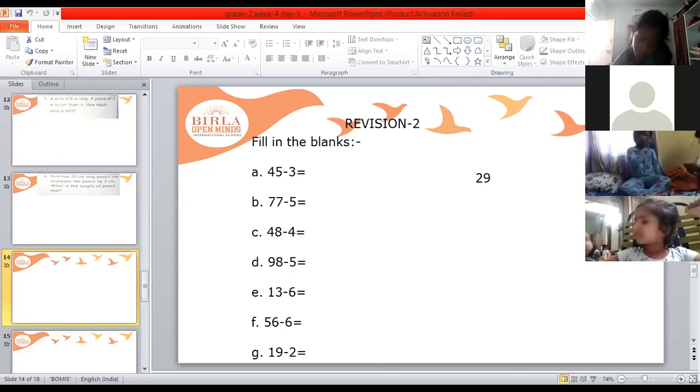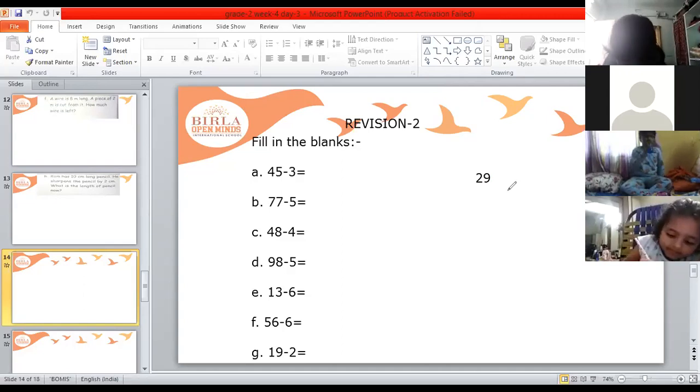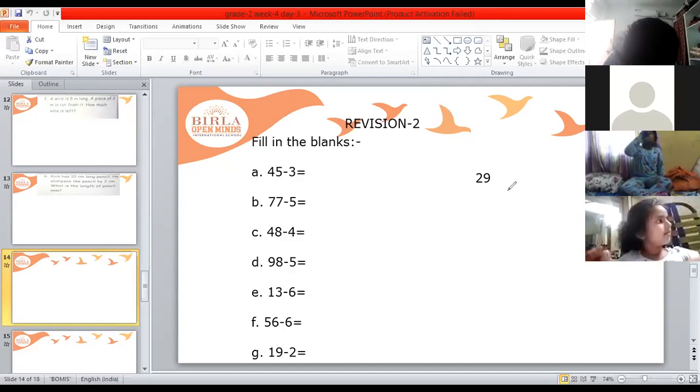Bhavashrit, now tell me, is 29 a two-digit number or a one-digit number? Two digit. Yes, it's a two-digit number. Can you tell me which digit is in the ones place and which digit is in the tens place? 9 is in which place, ones or tens? Ones. Very good. So here 9 is in the ones place and this 2 is in?